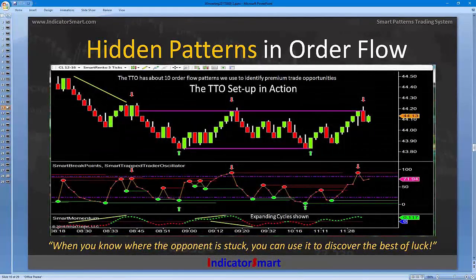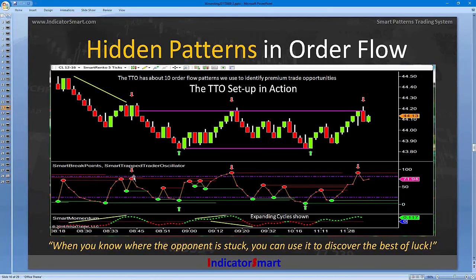So let's take a look at the chart here. This is the same chart that we looked at earlier with the smart momentum. I kind of scrunched that down. We looked at the expanding cycles there. And the TTO pump is just simply where you've taken out two prior dots, or where you go through that purple dot-dash line right there.